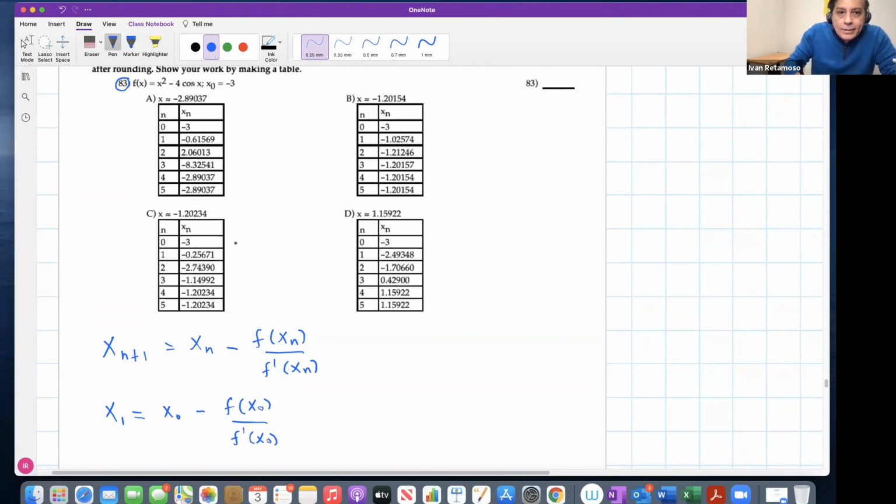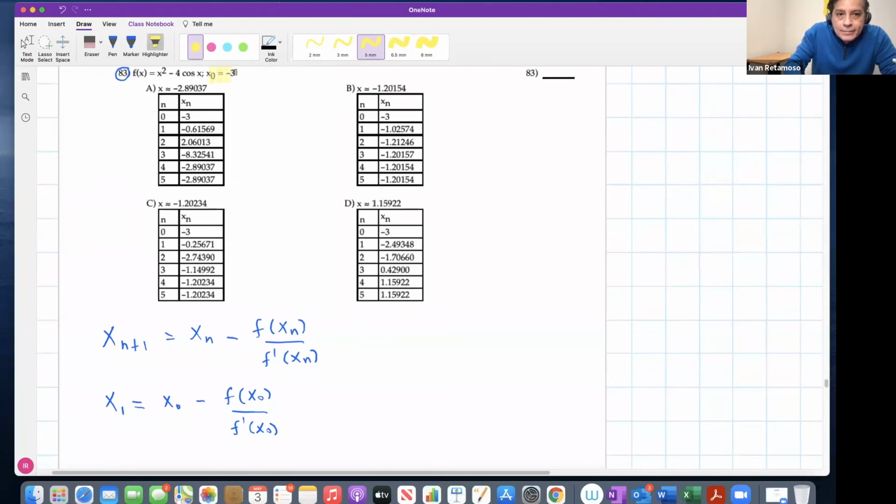Now, what is x0? x0 is given, the starting point, right? The first value, x0. So you take it from there, it's here, here, here. That's x0. So the first calculation will be this. x1 will be equal to x0, which is -3, minus the function evaluated at -3 over the derivative evaluated at -3, right? This is the first value, x1.